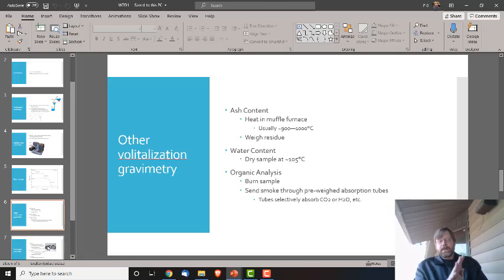Some other types of volatilization gravimetry are finding the ash content. Again, this is fairly common in biomass or plant-based materials. We used to do this at the pulp mill with the wood chips. You heat the sample in a muffle furnace, usually at 900 to 1,000 degrees C. At the pulp mill, we had a couple of different methods that were both part of the standard method. I think one was at 950 and one was at 450. So you heat it inside a crucible in the furnace, and then weigh the ash that remains, and you get the ash content at whatever temperature it was at.